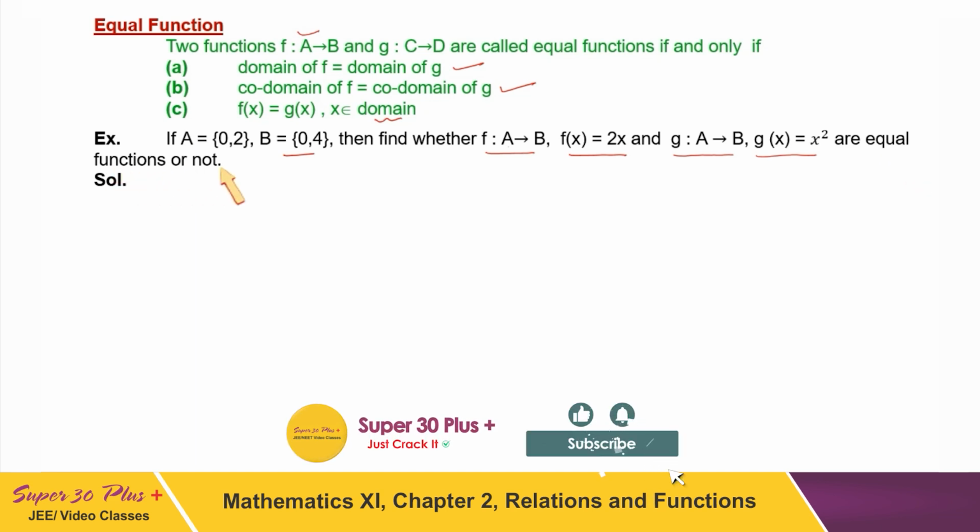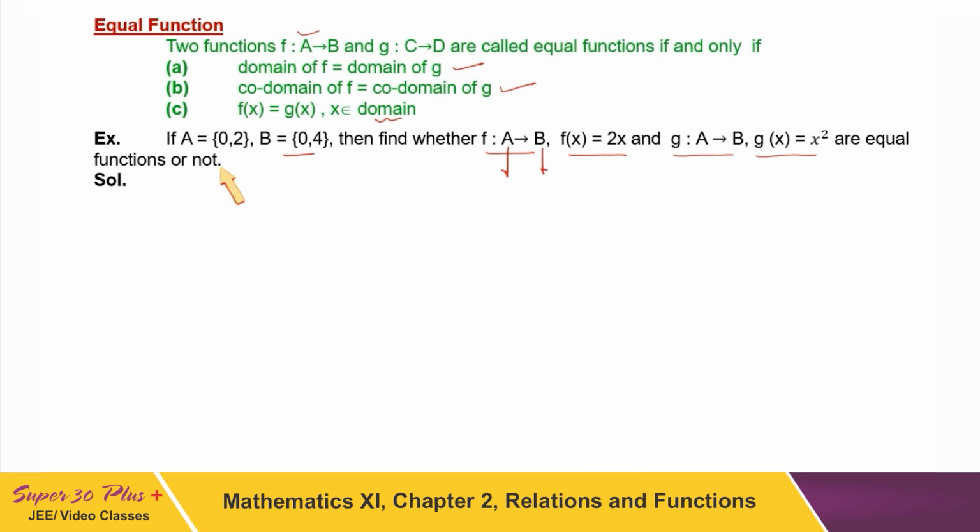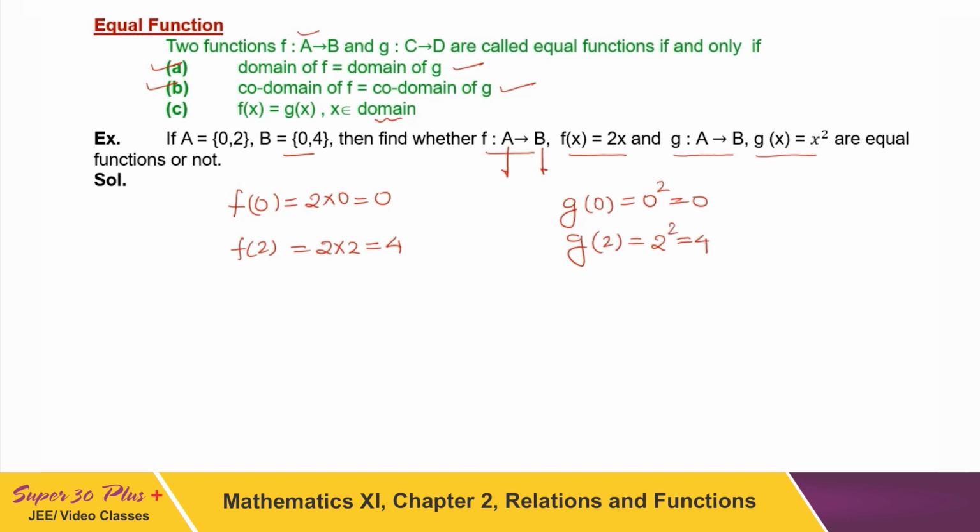As we know, this is the domain and this is the codomain, which means the domain and codomain are equal, so the first two conditions are valid. Now f(x) equals g(x) for the common domain. We have to find the value of f(0), which will be 2 into 0, that is 0, and the value of f(2) will be 2 into 2 equals 4. Now for the function g, the value at 0 will be 0 square, which is 0, and at 2 the value will be 2 square, which is 4. Now you can say all three conditions are valid. That's why functions f(x) and g(x) are equal functions. You can write f equals g.